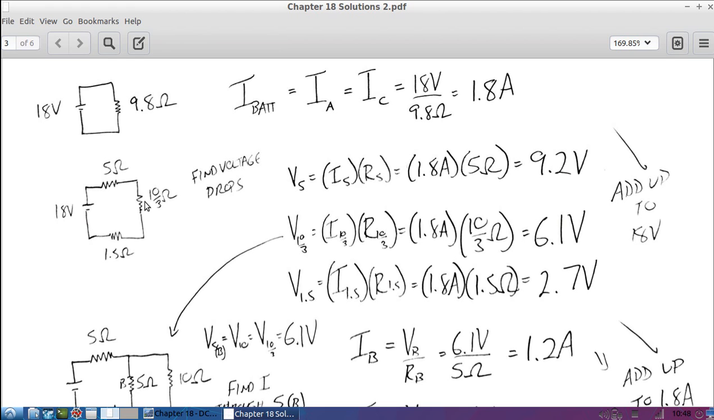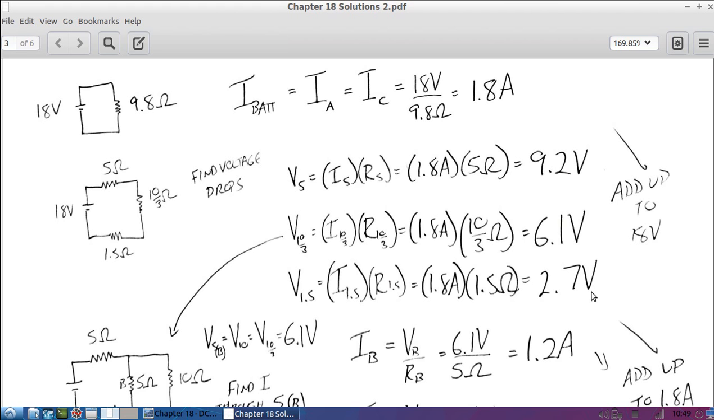For the 10/3, I do the same thing. Same current, different resistance. So I find my voltage drop across the 10/3 ohm. Now remember, this 10/3 is a bunch of resistors in combination, so I'm going to need to use this later. It's 6.1 volts. The voltage drop across the 1.5 ohm resistor is the current going through it, again 1.8 amps, 1.8 amps for all 3 of these, times its individual resistance, 1.5 ohms, and I get a voltage drop of 2.7 volts.